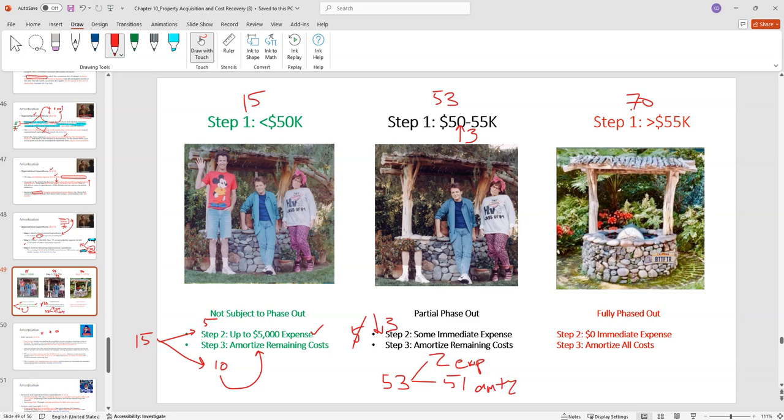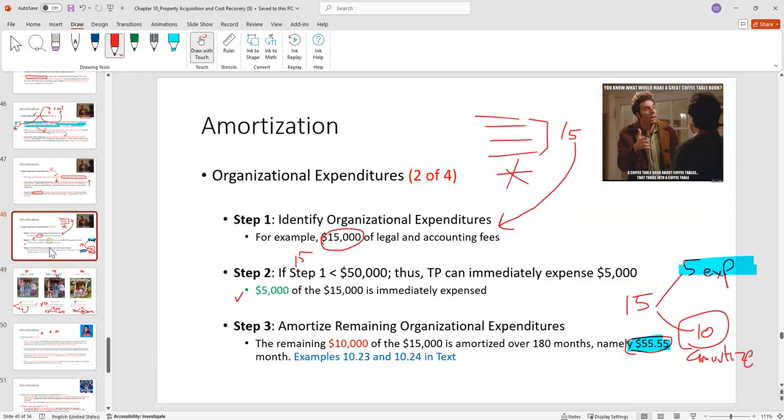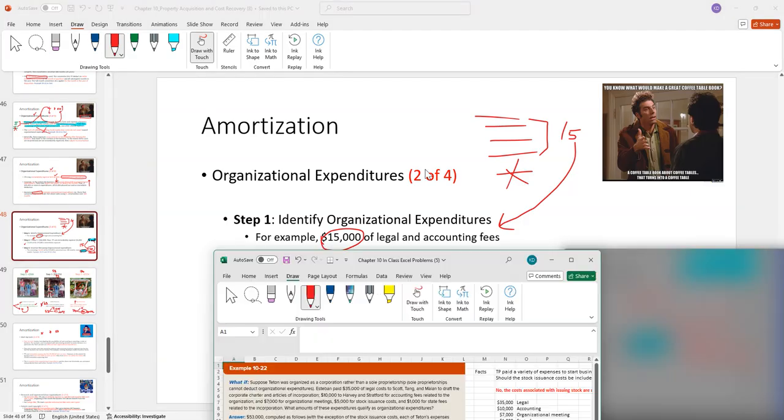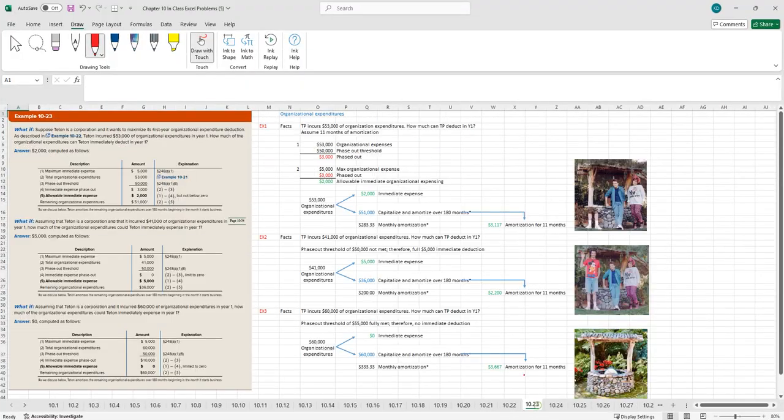Finally, compare scenario 3. We list out our numbers where it's 70,000. In this case, we're well above 50. That entire 5 is now gone. Over here, it was partially gone. We still have some of it, 2 left. Of this amount, 0 we immediately expense. In 70, we amortize over 180 months. So let's look at 1023, 1024.